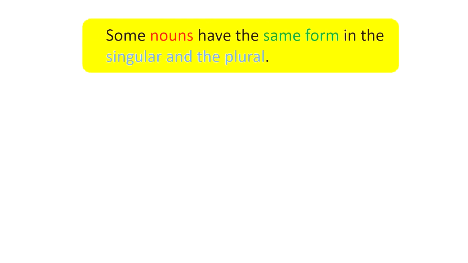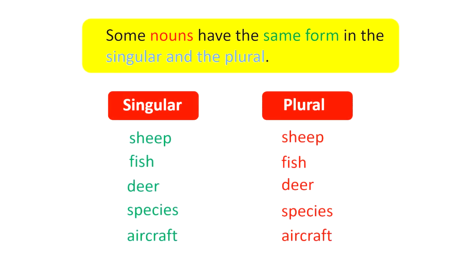Some nouns have the same form in the singular and the plural. That means they do not change their form when used as plurals. So let us see them. Sheep, fish, deer, species, aircraft.